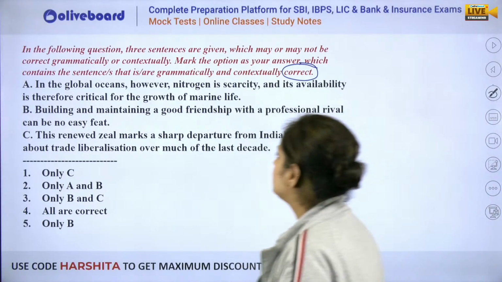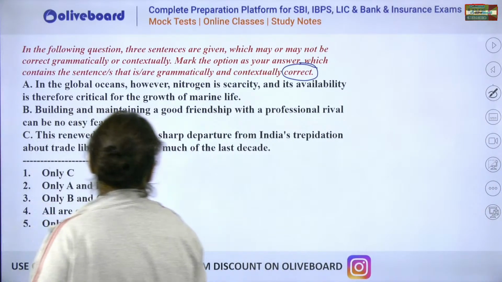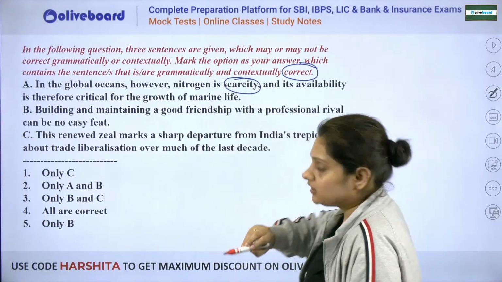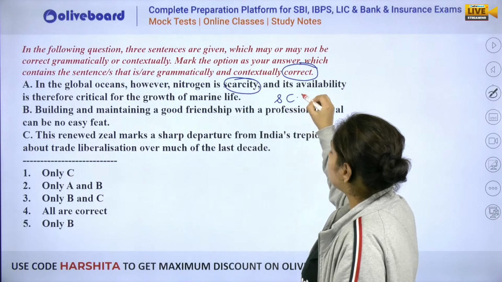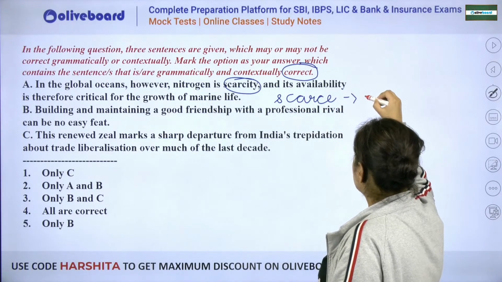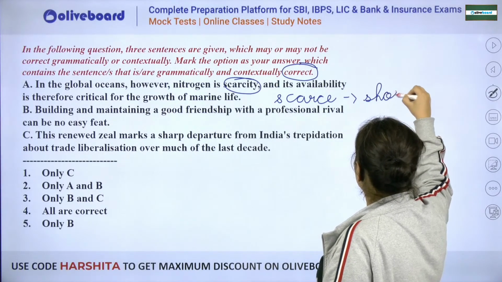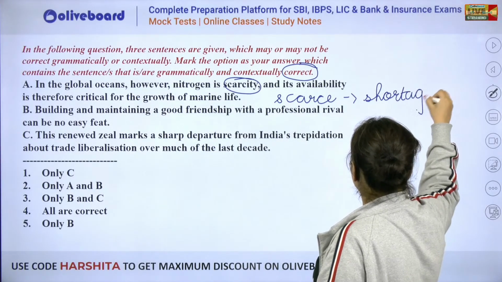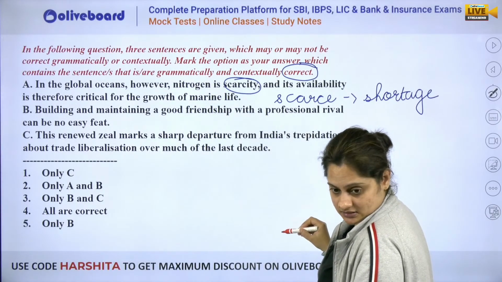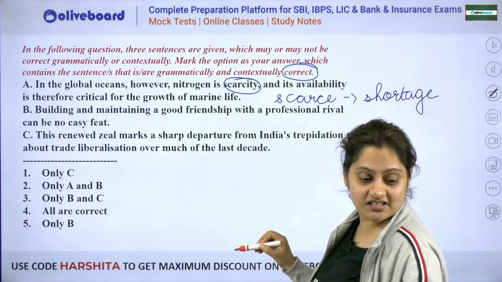Yes. In the global oceans, nitrogen is scarcity. Will you say scarcity? What are you describing? It is in shortage. So nitrogen is scarce. You don't need a noun here. You are talking about it is not enough. There is lack of nitrogen. There is shortage of it. So nitrogen is scarce. Okay. Describing adjective. It is scarce.